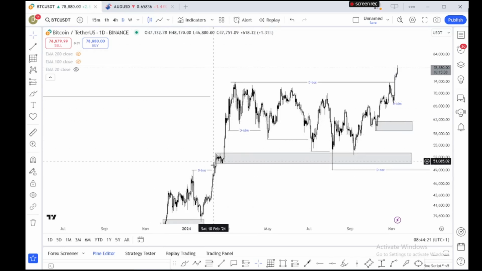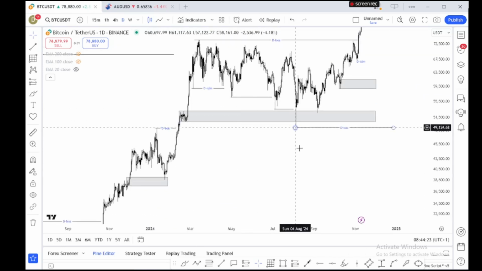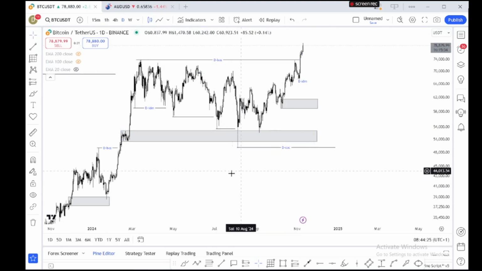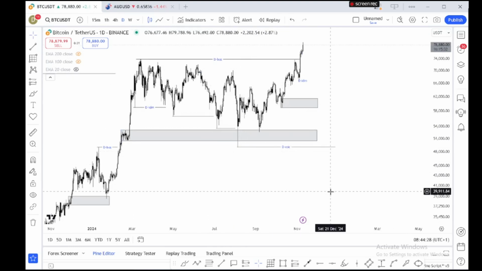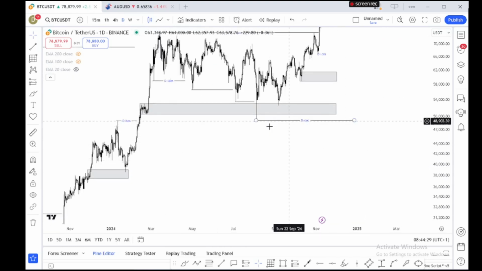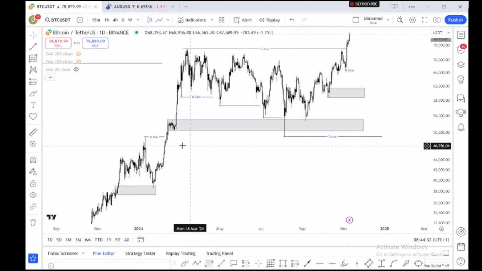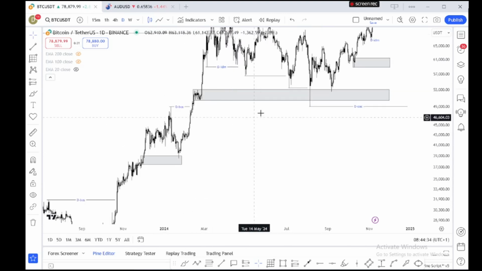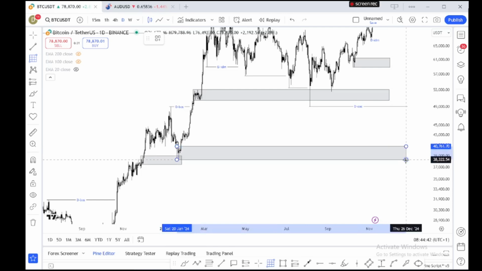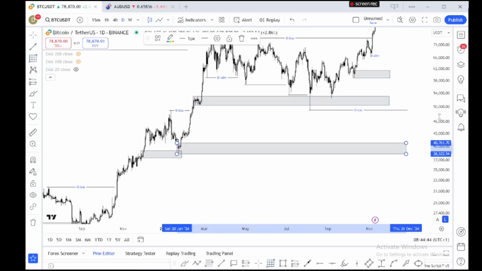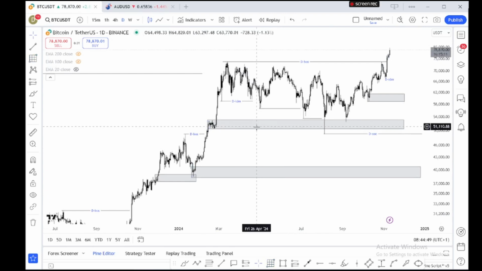So when the market was here, I was saying the only thing that can make Bitcoin come down is when Bitcoin breaks below this level. Okay, this is the POI. When this POI fails, then Bitcoin will target this one. This is the extreme. So I'm anticipating about 40,700 if this level fails.